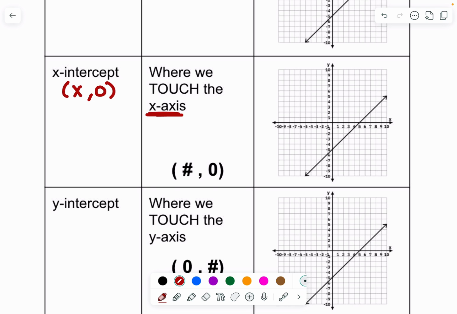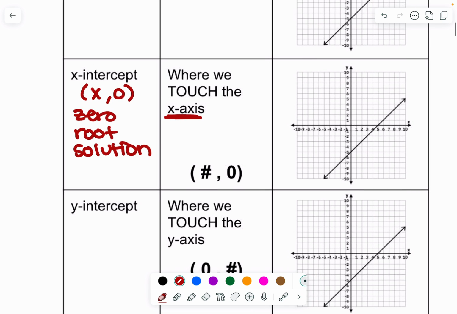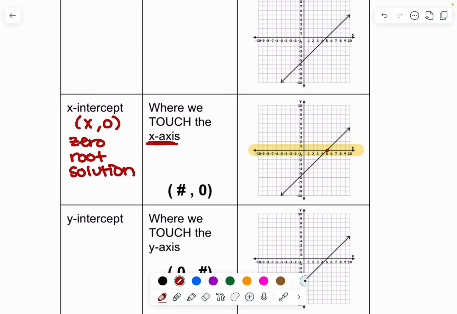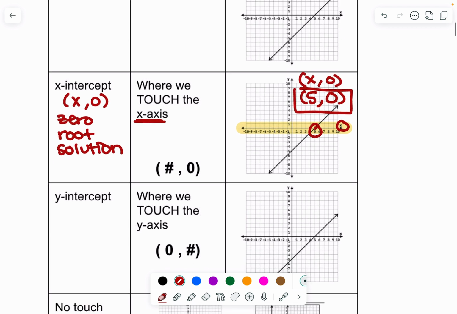So other words that mean x-intercept are 0, root, and solution. Those mean x-intercept. So if I'm looking at the x-intercept, this line right here, I touch the line at -5. So when we look at it, we're touching this line at -5. So my x-intercept, if I write it, is always going to be x, 0. And my x is going to be -5, 0. That's my answer.